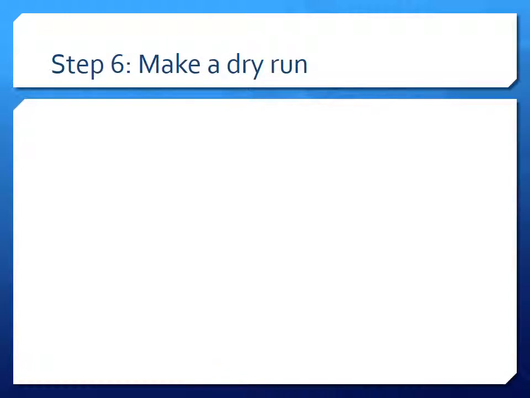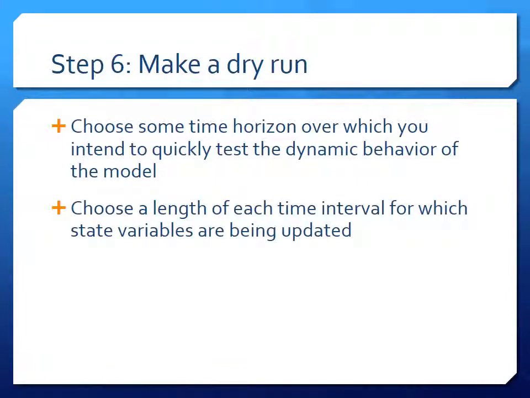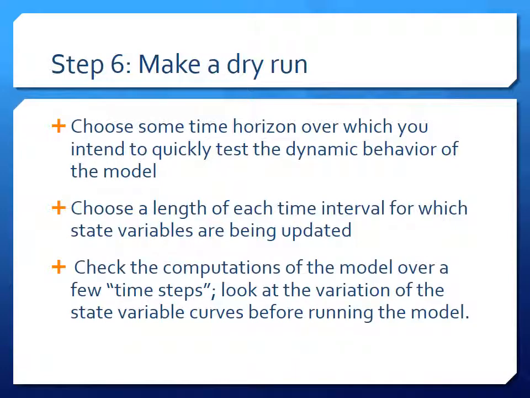Then the next step, once you have the model, you've parameterized it, and you've foolproofed it, or at least there's nothing obvious there that shouldn't be, then you make what's called a dry run. You choose some time horizon over which you intend to quickly test the dynamic behavior of the model, and you choose a length of time interval. This is what we refer to as the time step, for which these state variables are being updated. And then you check the computation over a few of these time steps and look at the variation of the state variable before actually running the full thing.